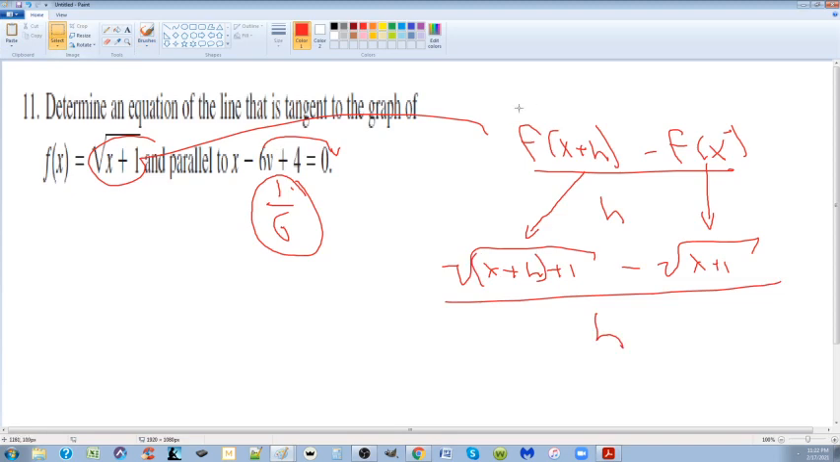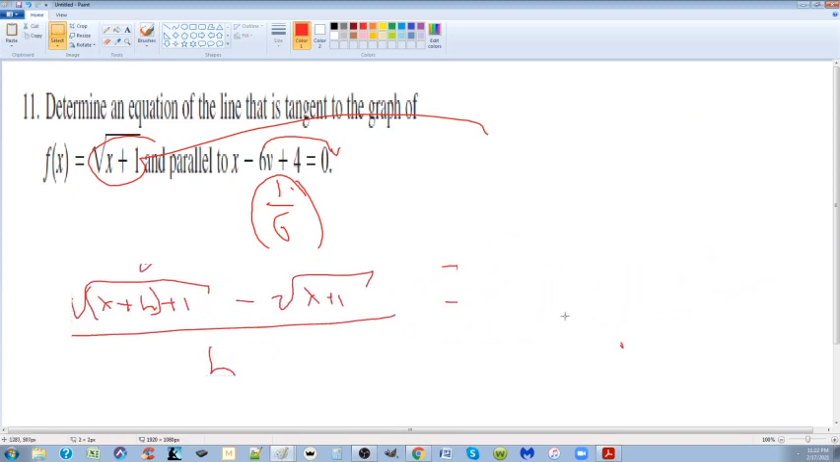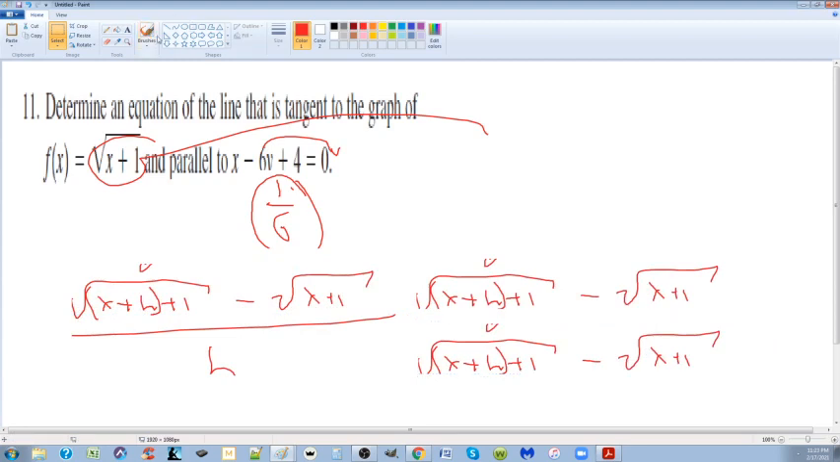And here's where your conjugate practice comes in. The only way to get rid of that is to multiply it by itself, top and bottom, and just remember to make the signs opposite. All of it divided like that. You do not have to multiply these out. Keep this in mind. Just leave the h hanging out multiplying this whole bracket.